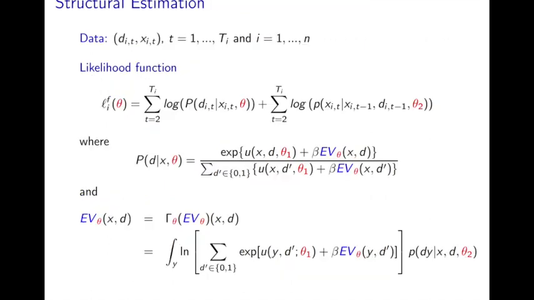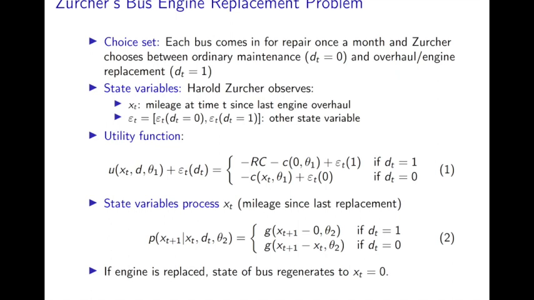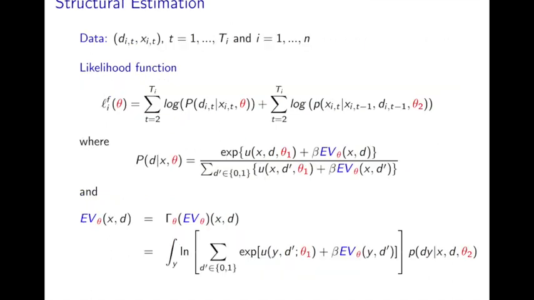So in order to estimate this model, and by the way, Harold Zurcher is forward-looking, he's choosing these actions in order to maximize the future sum of discounted expected utilities, or expected discounted utilities, so it's not only this slide here. There's a dynamic programming problem too.